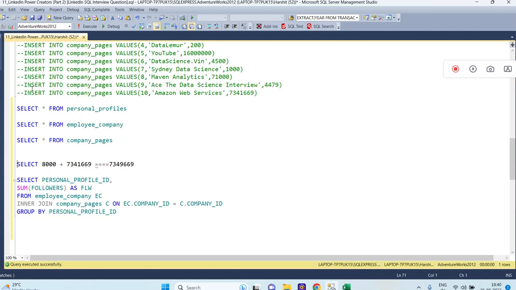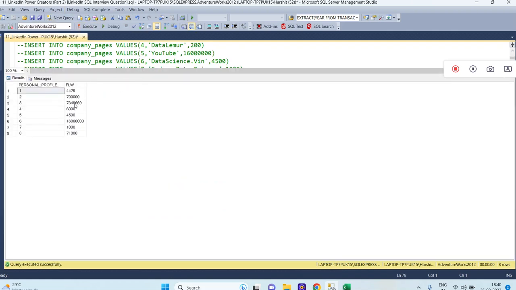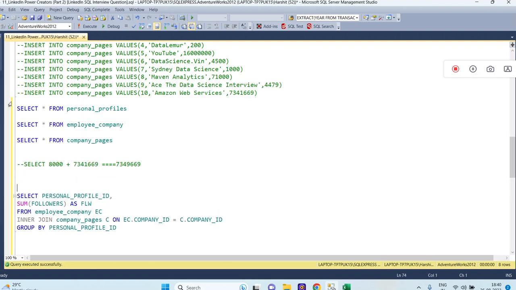Now you will understand what it is giving in the case of 3. It is giving this one only, which is the sum. So understand the question. When employees are working for multiple companies, we need to do the sum of all the companies they are working for. We need to do the sum of all the followers of the companies those particular employees are working for. That is the only thing I have done over here.